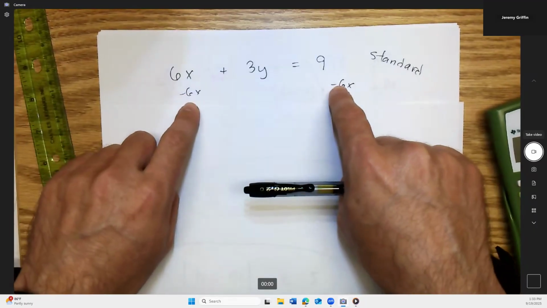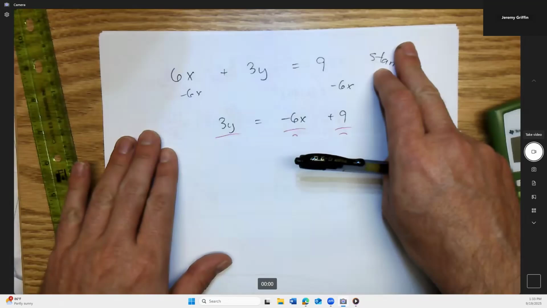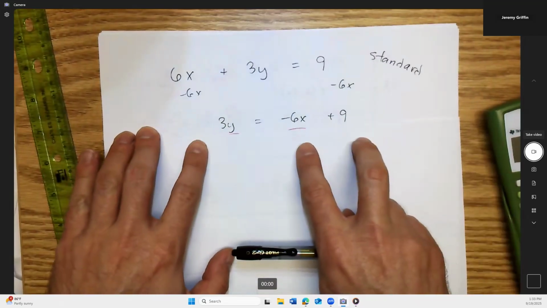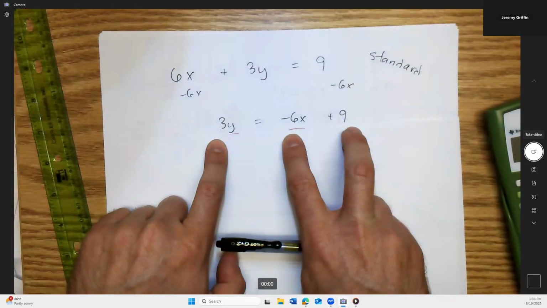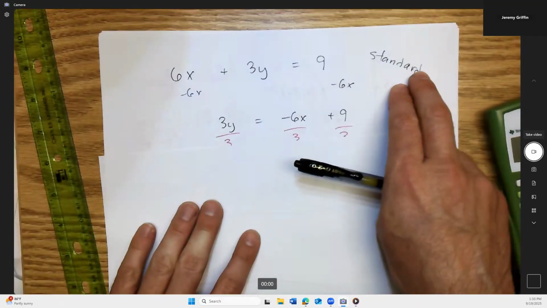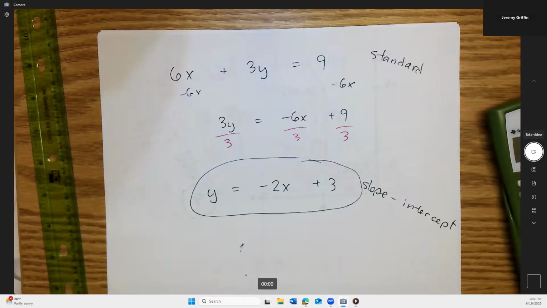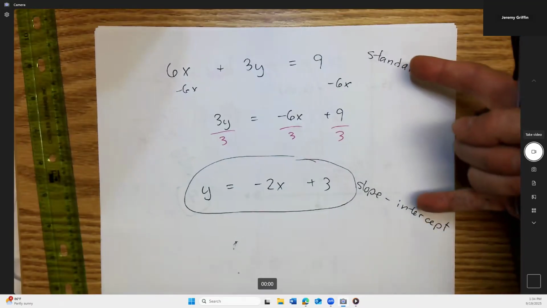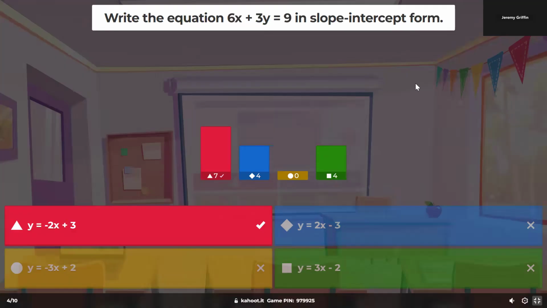So I'm trying to get y equals something. So I'll subtract off 6x from both sides. That can make it look like this, right? And then what's the next step? Divide by 3. Since I have 3 terms, each gets divided by 3. That gives me y equals -2x plus 3, and that's your slope-intercept form. So these are the exact same equation. It's just two different ways to express that.